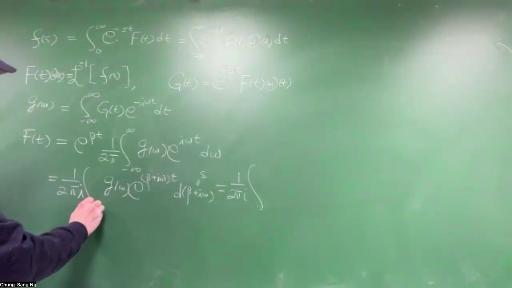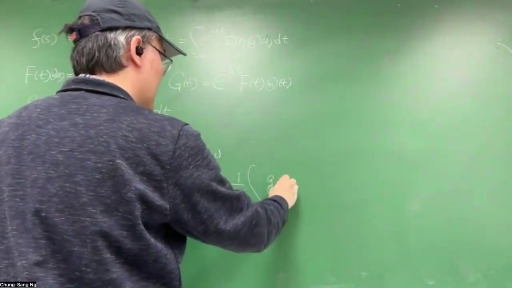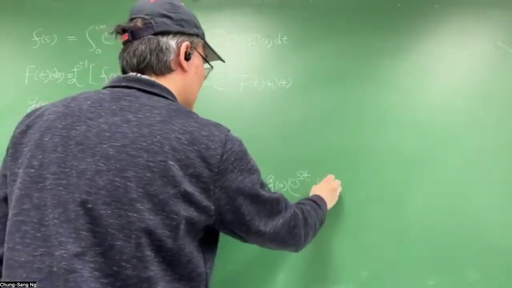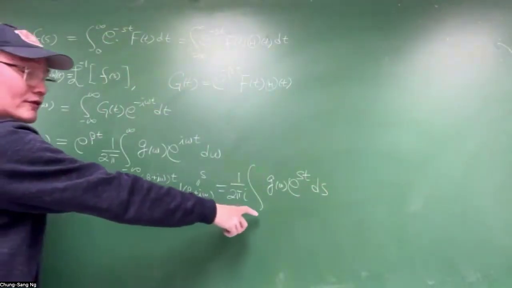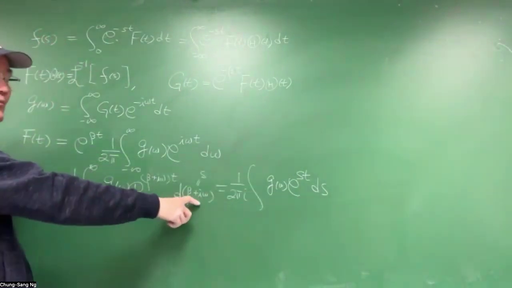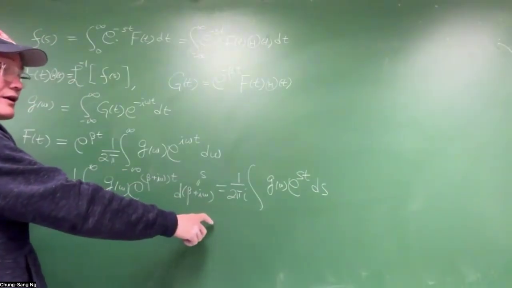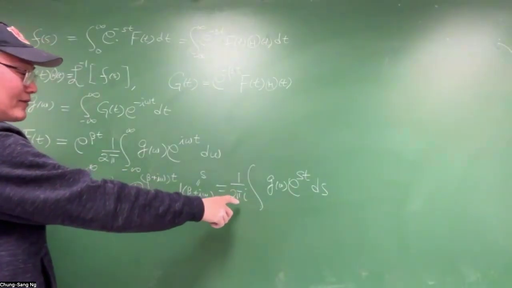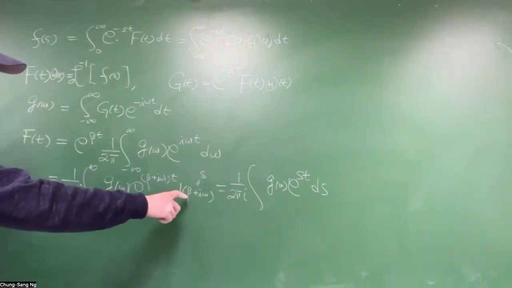So formally we can write 1 over 2 pi i. Originally, it's t from minus infinity, but once we do a change of variable, we have e to the st. Now we need to figure out what the integration range is. s is a complex number, so this is an integration along a path on the complex plane. Now we need to figure out what the path is.